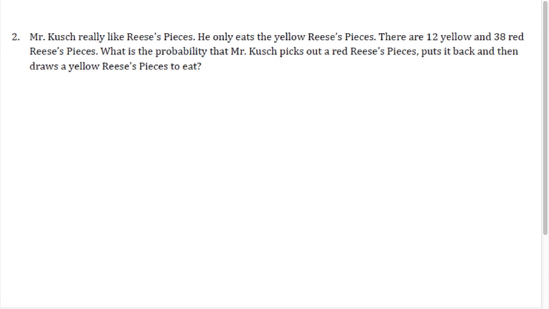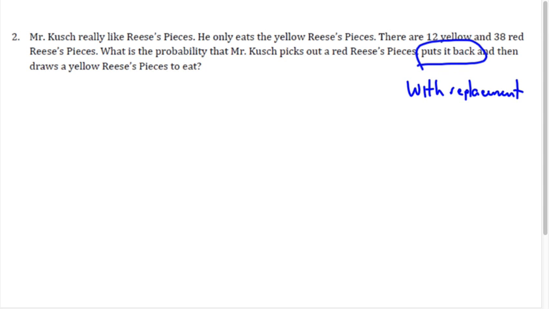So the yellow ones are 12, and 38 are red. What's the probability Mr. Cruz picks a red piece, puts it back, and then draws a yellow one? Puts it back tells you that it's going to be independent. All right, so this is the replacement piece. The way I always like to tell kids is once I put it back, it's like the first one never happened. There's no memory for the Reese's Pieces.